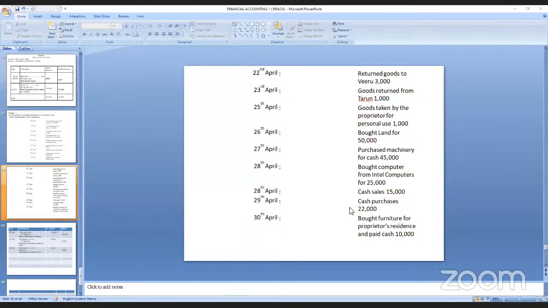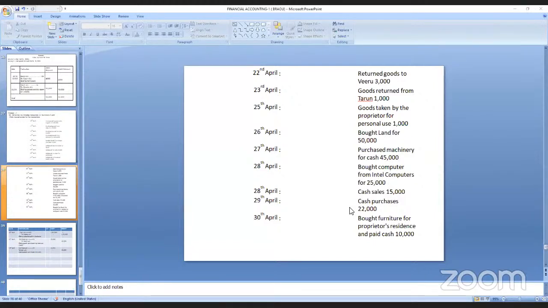Goods taken by the proprietor. Now, 25th one, it is not like that. Drawing account debit to goods account, because your proprietor is taking the goods for his personal use. Personal use means always you have to think that it is drawings. Drawing account debit to purchases account. Otherwise, you can write drawing account debit to cash account.